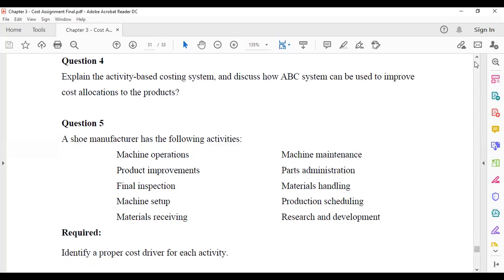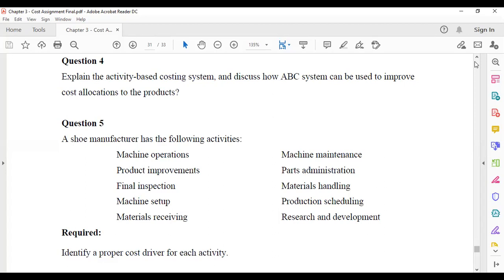So let's look at question number 4. Explain the activity-based costing system and discuss how the activity-based costing system can be used to improve the cost allocation to the products. The question carries two aspects. First, you are supposed to explain what is activity-based costing, and then discuss how this ABC will improve the cost allocation to the product. From your learnings, what do you mean by activity-based costing?